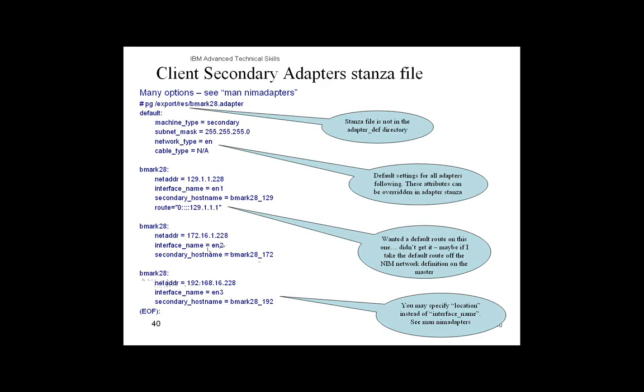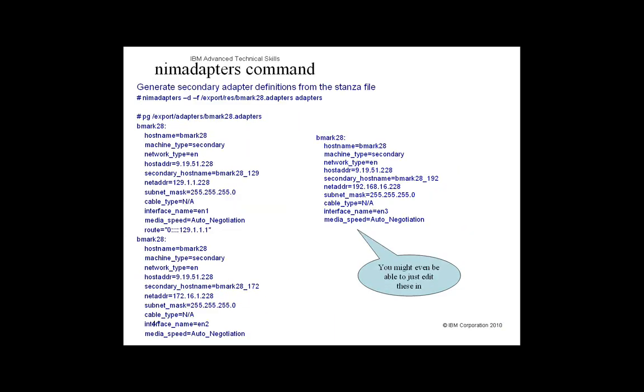You can use location instead of interface names. For EtherChannel, I've used multiple physicals. I'll show you that here in a second. I get this edited up the way I want. And then I use the nim_adapters command, nim_adapters -p to preview, -d to define. And it says use this file, export res bmar28.adapters, and write the definitions into the adapters resource, nim_adapters, and then the resource name on the end.